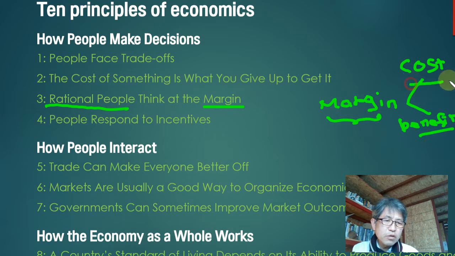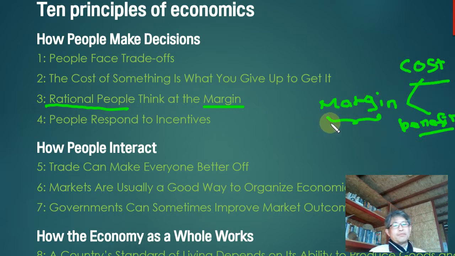This term margin is very vague. The definition of margin is very hard to explain, but with an example we can easily understand what margin means. So I will select the second method and give you an explanation as an example, not a very strict definition.